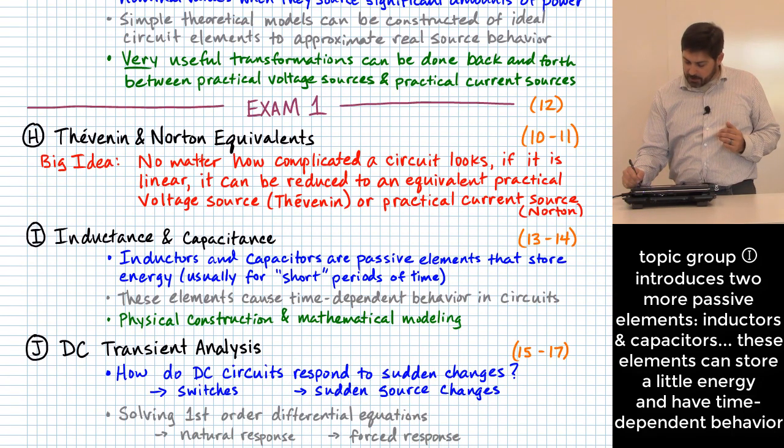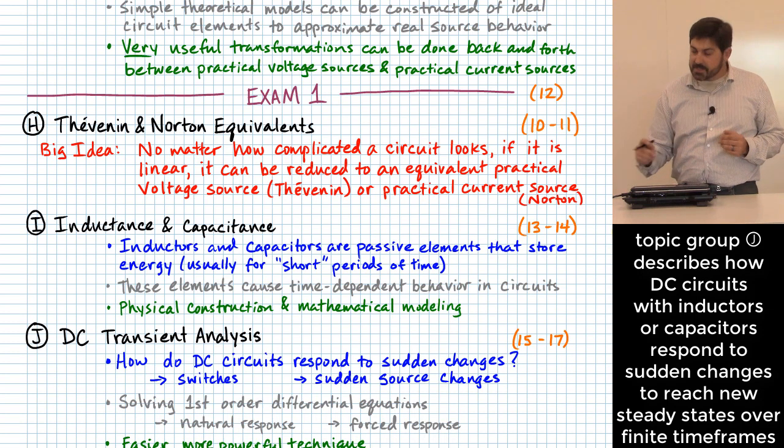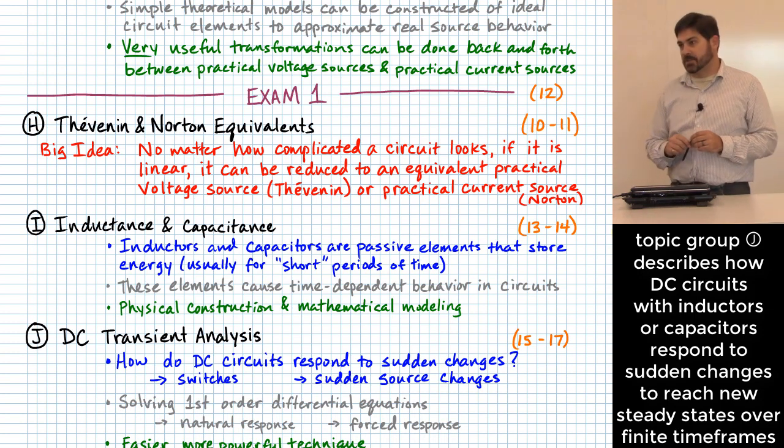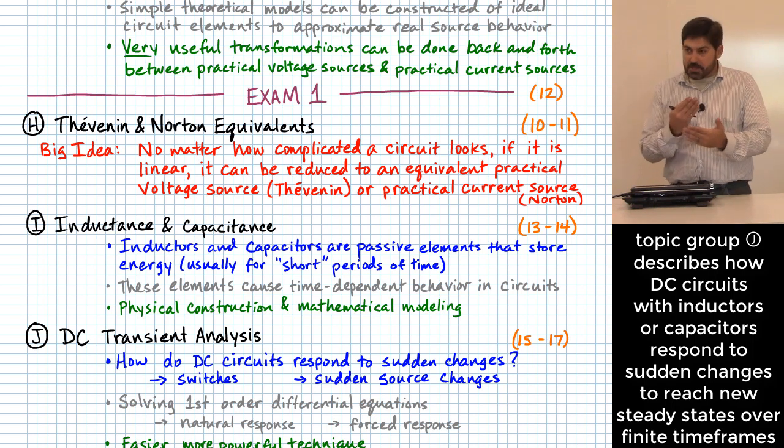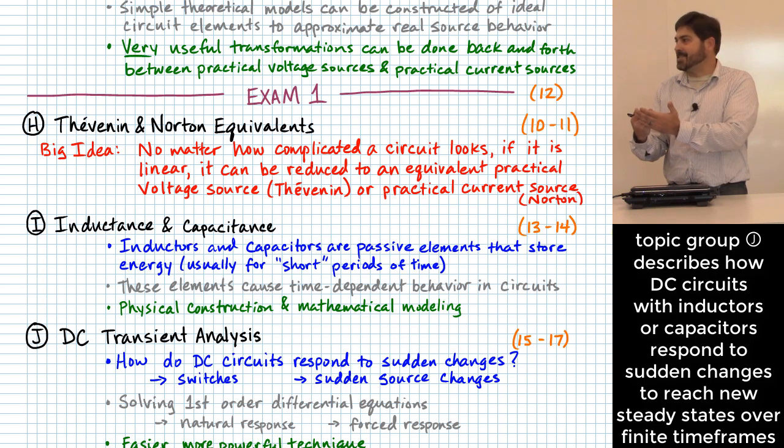phase of our course, and that is called DC Transient Analysis. The word transient refers to the idea that once there's a change that occurs of some kind in your circuit, it can take a little while for the circuit to reach a new state that's called a steady state, right?